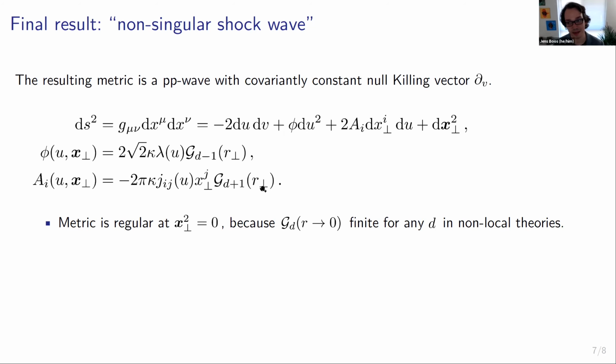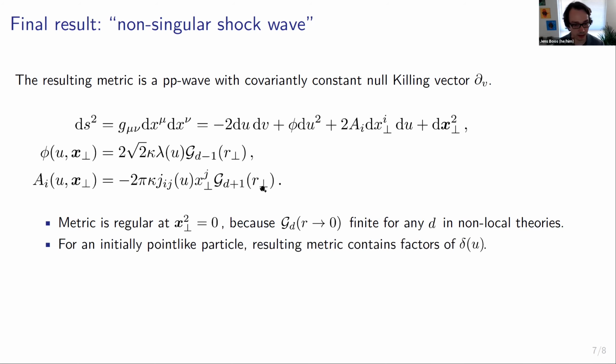So in that sense, it is non-singular. Now we took initially not a point-like particle, but a pencil, meaning it has a finite duration or a finite distance in the boost direction. But if you were to take initially a point-like particle, then the resulting metric, instead of these lambda of u or jij of u, would contain factors of delta of u, right? Just from this property of the Green function.